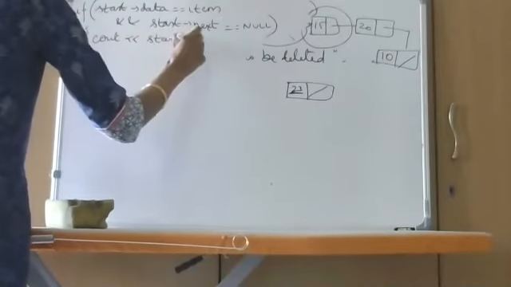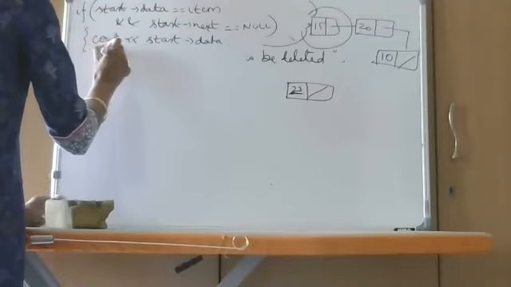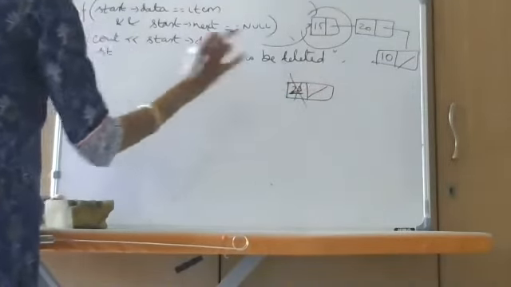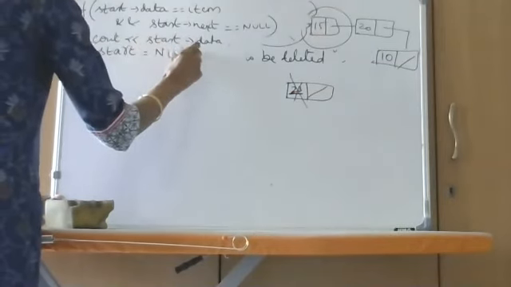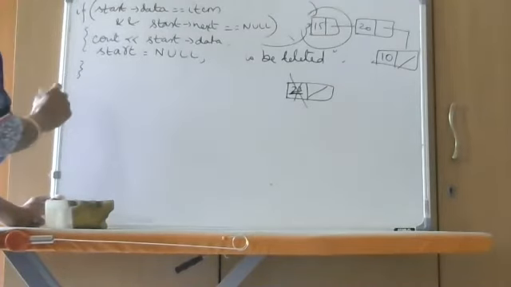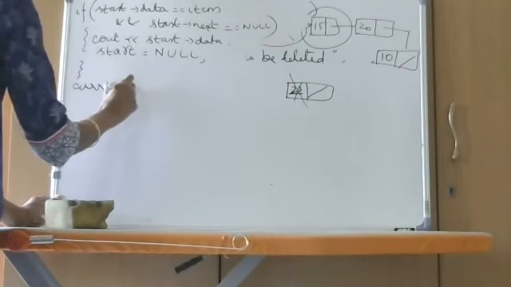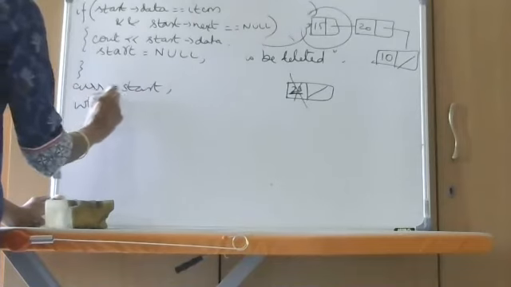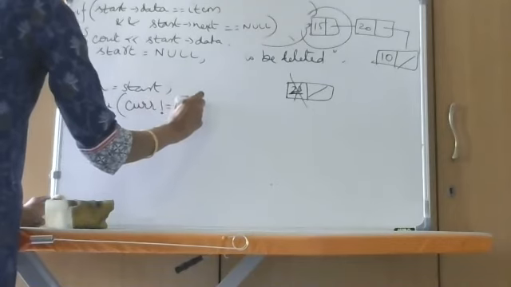I'm going to delete start of data, so the first element gets deleted. Then my list becomes empty because this is the only element that gets deleted. So I have to initialize start to null again. Otherwise, for any other element, what can I write? Current is equal to start. While current is not equal to null.